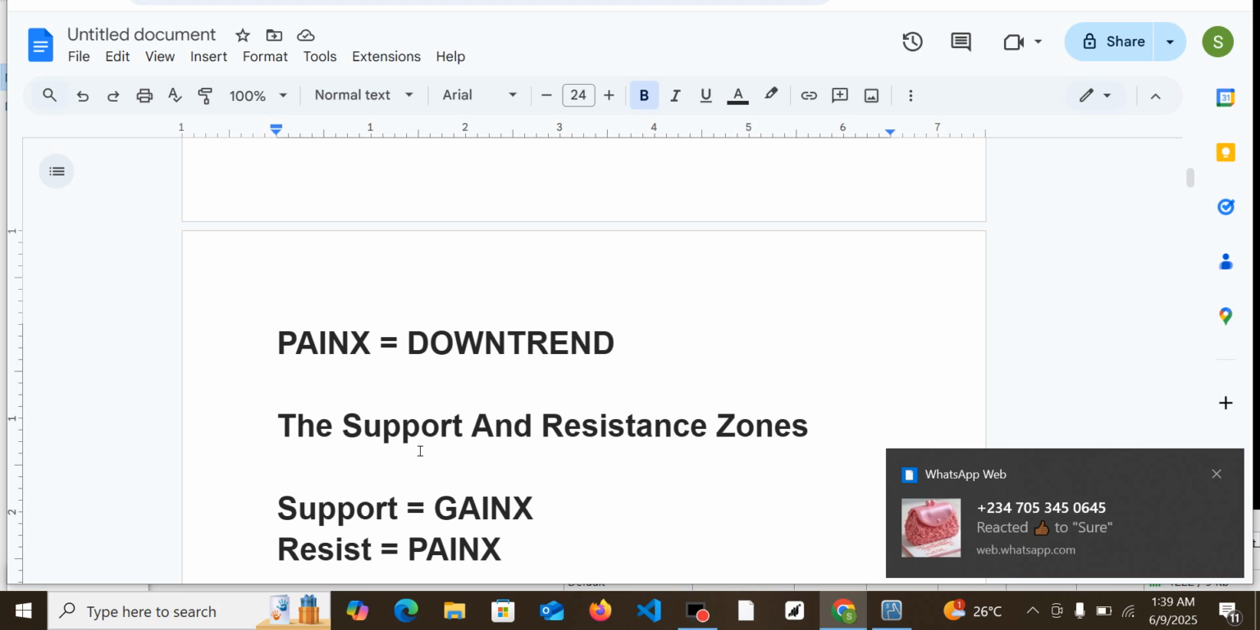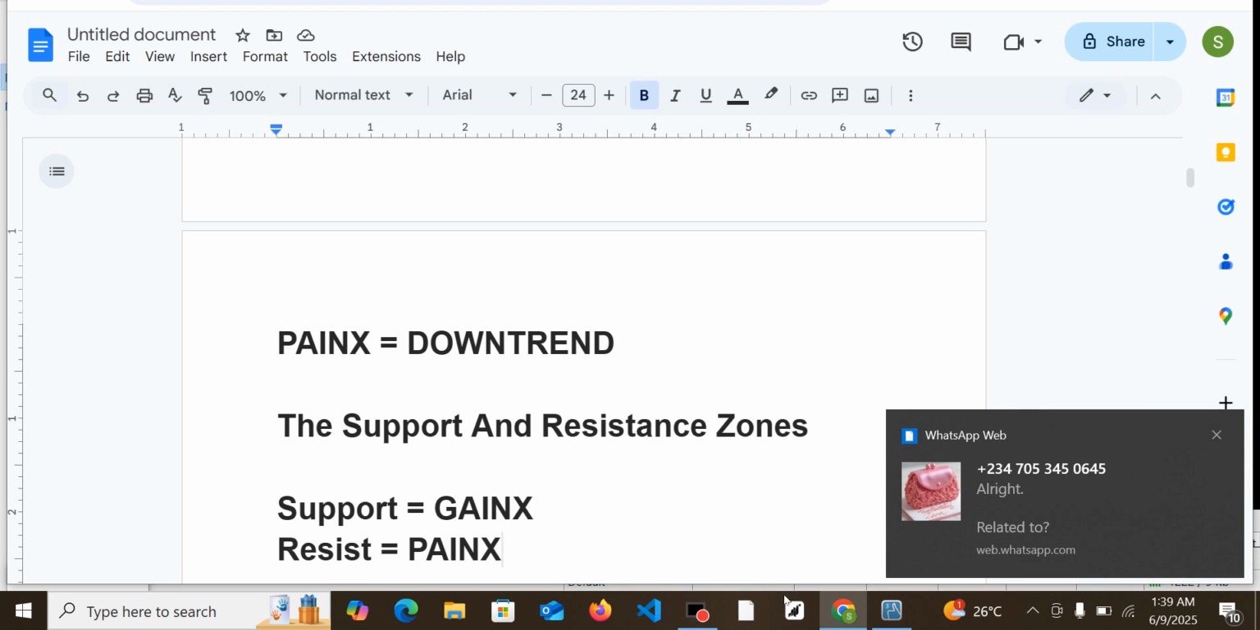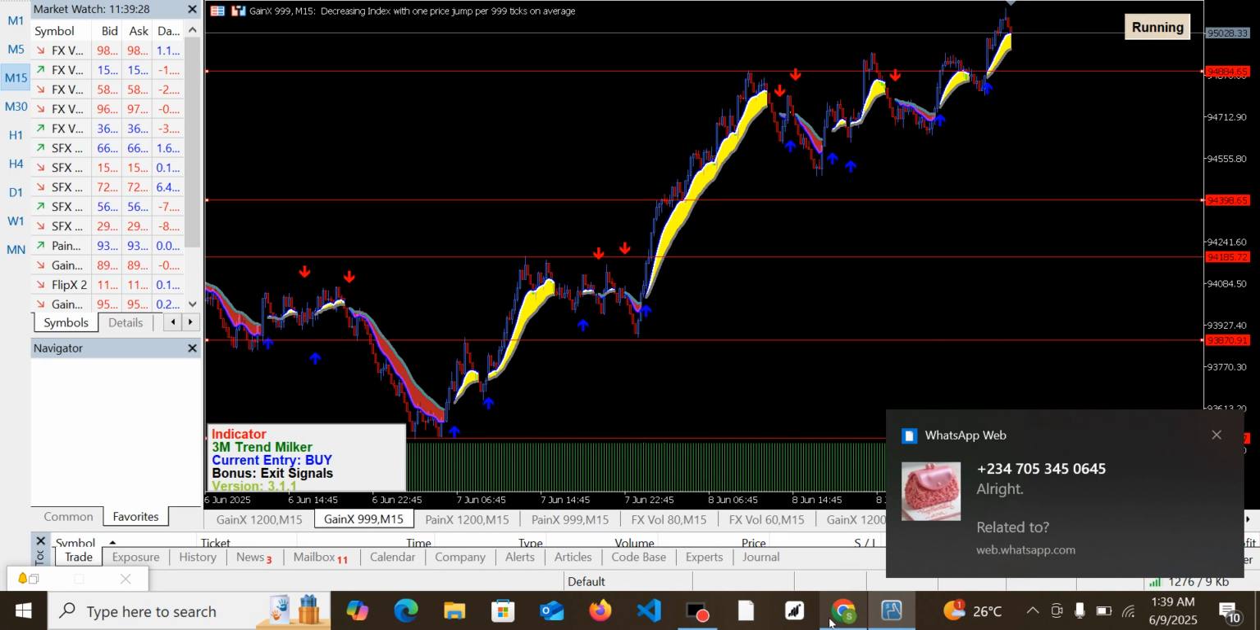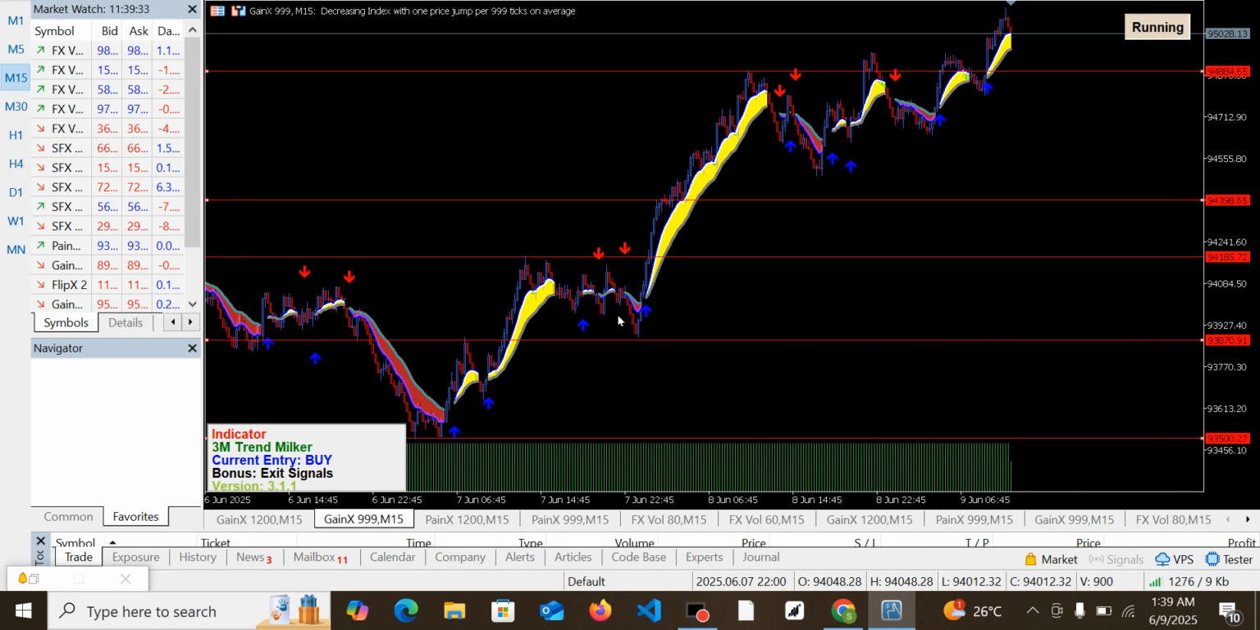Now let's see how we can put all these into practice. For instance, this is GainX 999. I'm on 15 minutes time frame. Like I said, I don't disturb myself trying to catch the spike because it's a total waste of time, and it only shows that you don't understand how the market is moving. All you need to do for GainX, remember, is to trade only when the market is on uptrend.